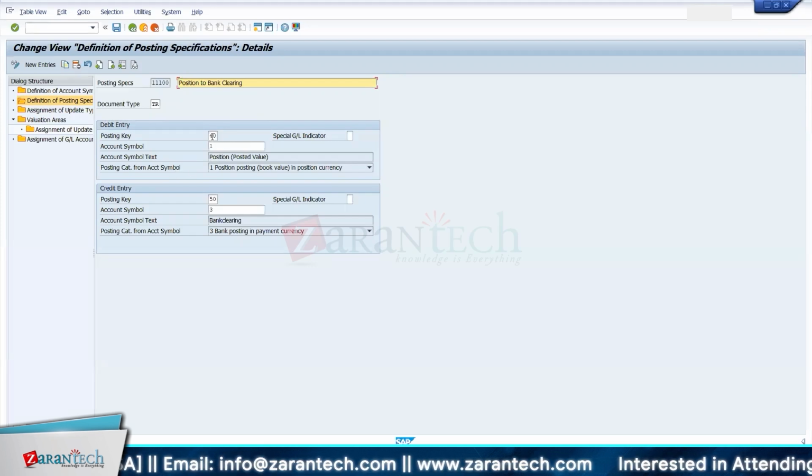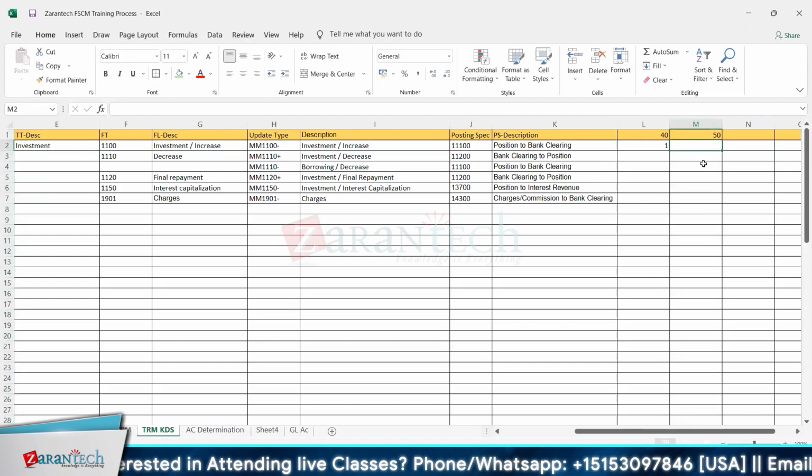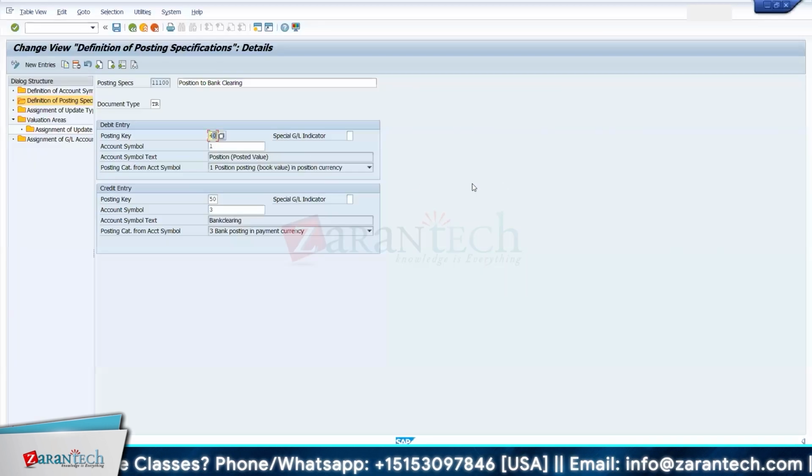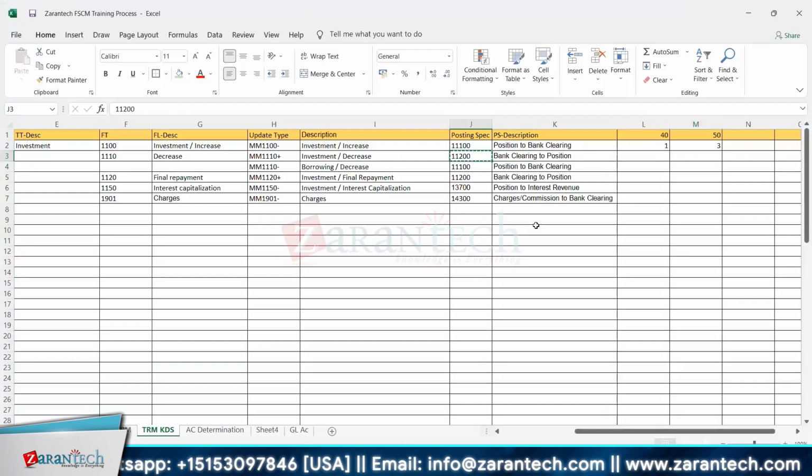So currently it is saying 40, that is debit. In my KDS you can see 40 and 50 I have mentioned here. So here what I'm going to do, I'll say 40 is account symbol 1, and 50 is 3, bank clearing account. Clear? Then I'll go to the next. I'm not doing any change right now, but we have to do.